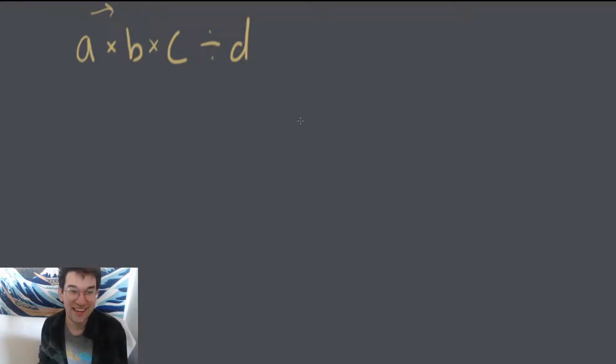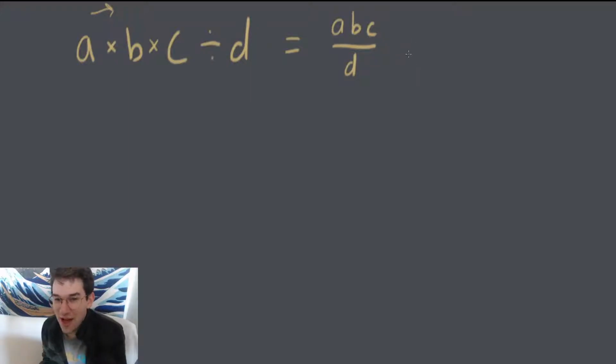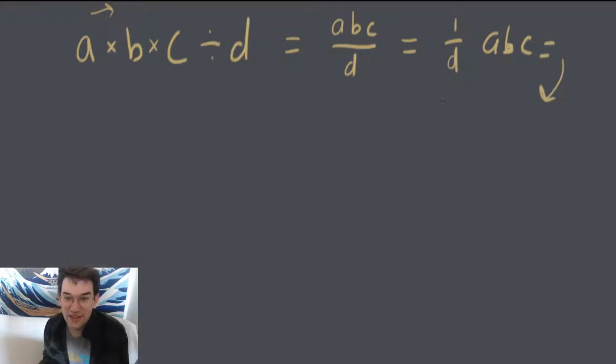So how it works in algebra, this expression, A times B times C divided by D, is equivalent to this. And in algebra, this also is equivalent to this: D divided by 1 times A, B, C. But that's also equivalent if we did A divided by D times B, C.